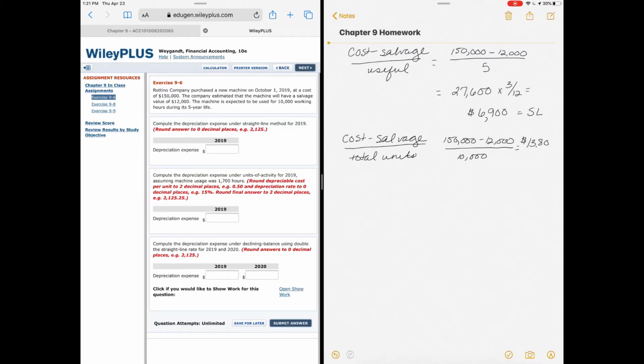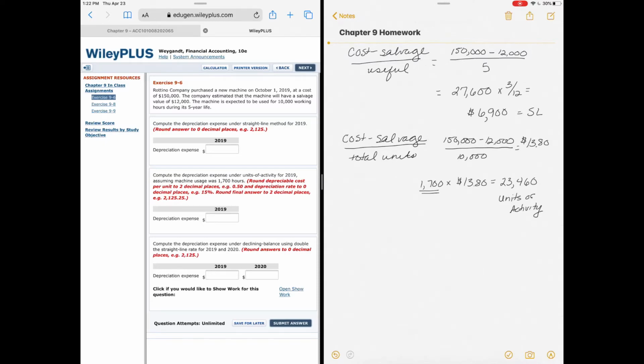So now I look to see how much I've actually used during this year. It was 1,700 hours. I multiply that by the $13.80, and I get my depreciation for this year of $23,460 under the units of activity method. Now notice under this method we did not have to adjust because we only held it for 3 months, because that 1,700 hours is telling me how many hours I used it during those 3 months. So that is already compensated for.